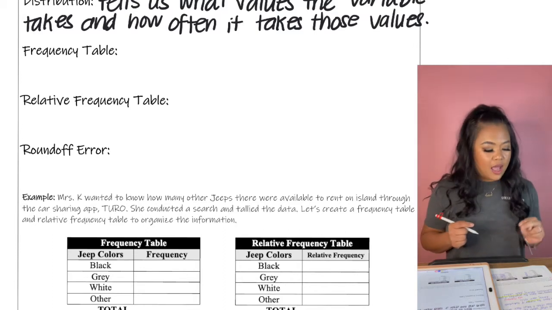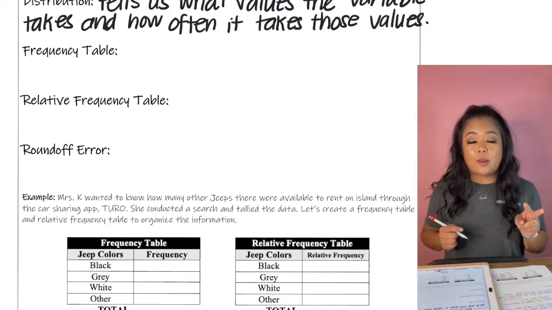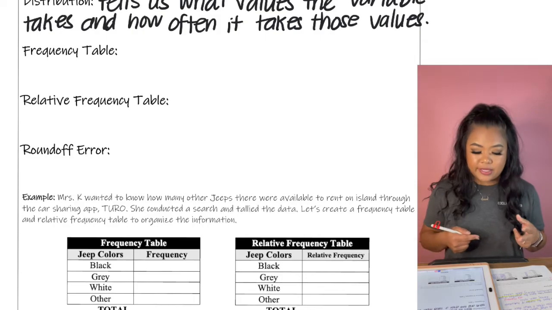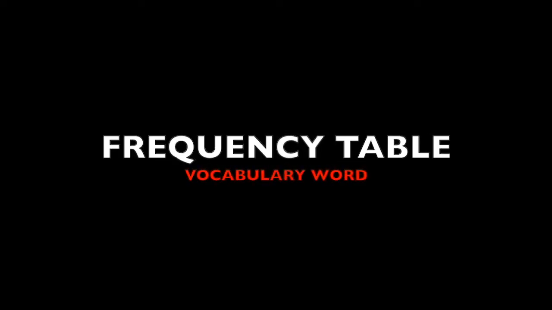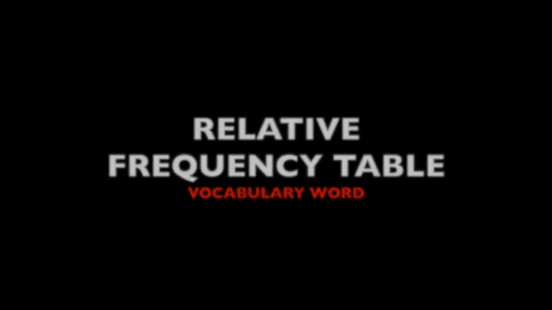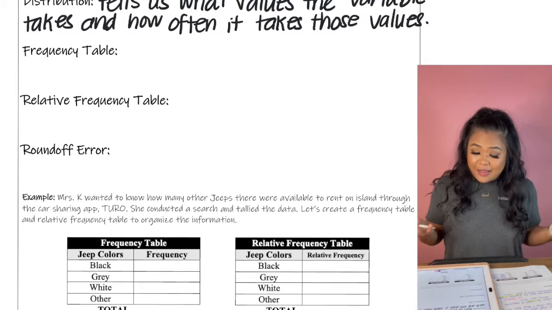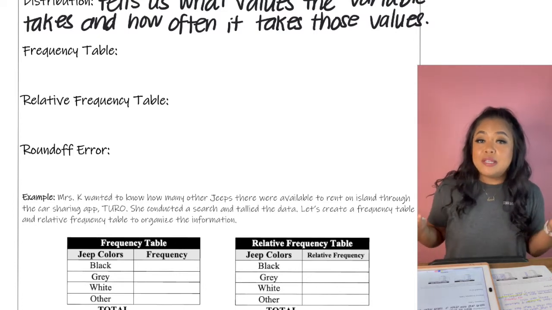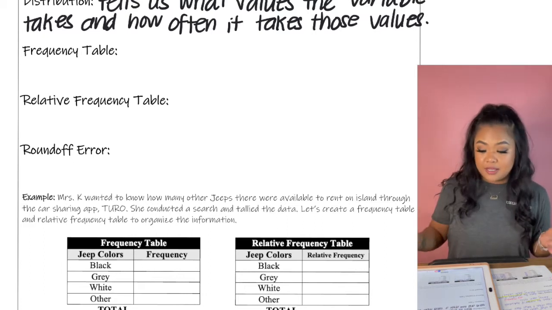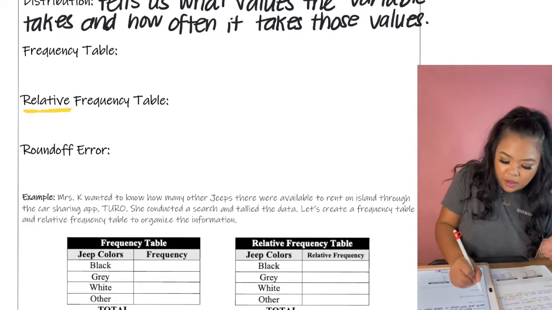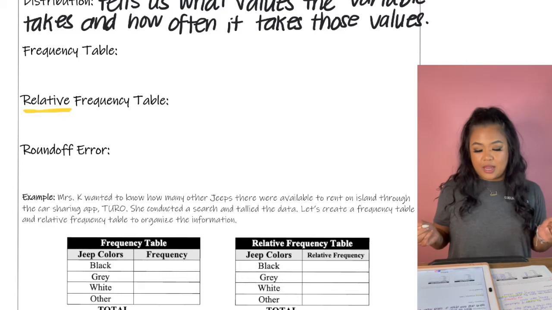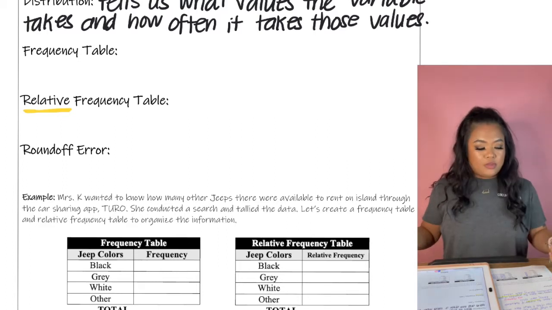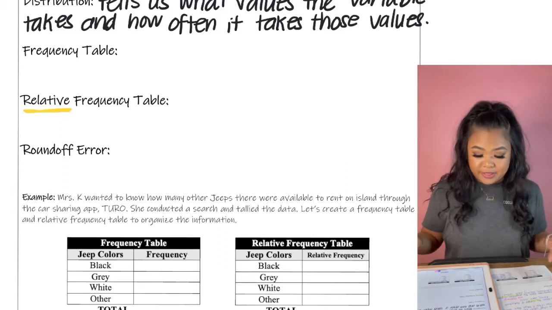Before we get into that, I want to talk about the 2 tables that you're probably going to see in class or on your exam, which is a frequency table and a relative frequency table. So they pretty much sound the same, right? Frequency table, relative frequency table. They're very similar. The only difference is this relative part of relative frequency table. Okay, and I will explain what that means. Let's first talk about frequency table.